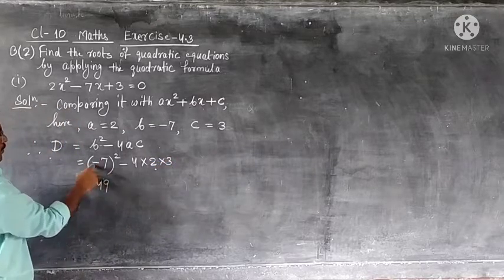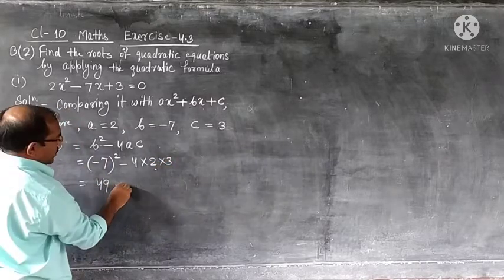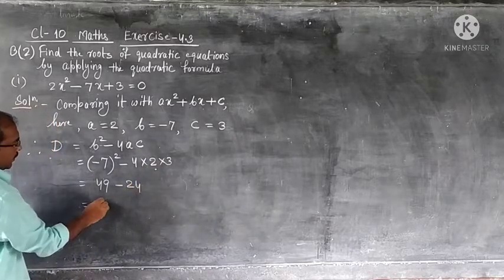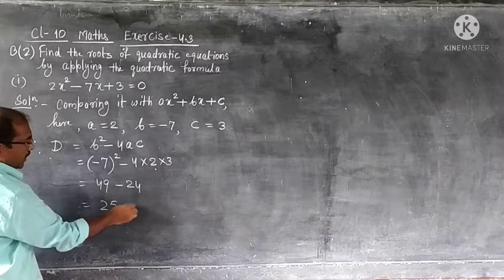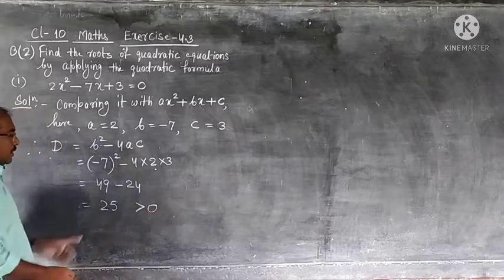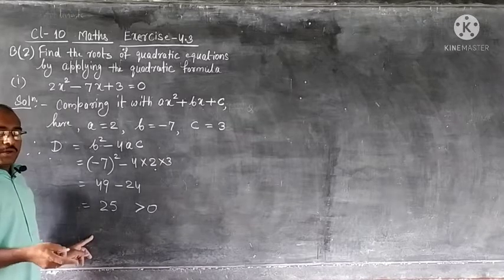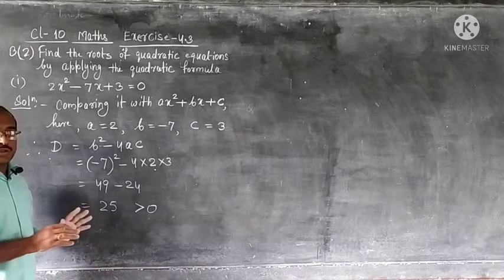49 minus, it will become plus, 4 2s are 8, 8 3s are 24. We get here 49 minus 24 is 25. 25 is greater than 0, that is d is greater than 0. So, roots will be real and unequal. So, it has 2 real roots.